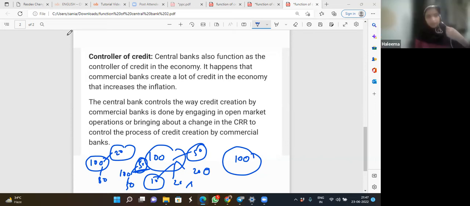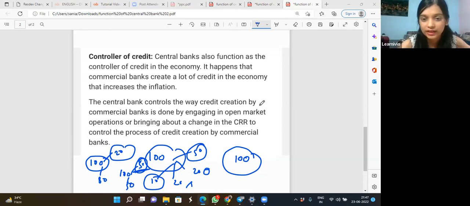Ma'am, in that second paragraph, second line, "is done by" is extra words, "is done." Okay, the central bank controls the way credit creation by commercial bank. Way credit creation by commercial bank. Yeah, you can change the wordings.